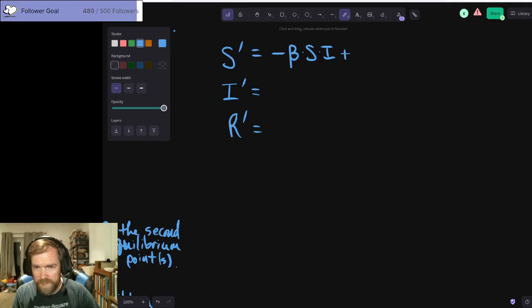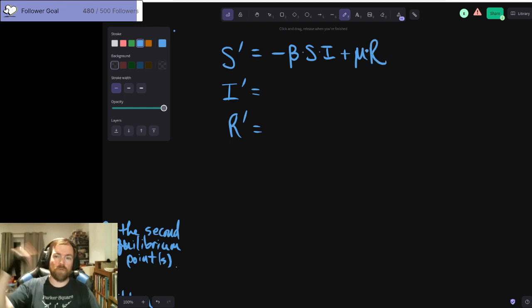All right, plus the number of susceptible people is also going to be increased by a retransmission rate from the recovered people. So recovered people may re-enter the susceptible population with a rate of mu.